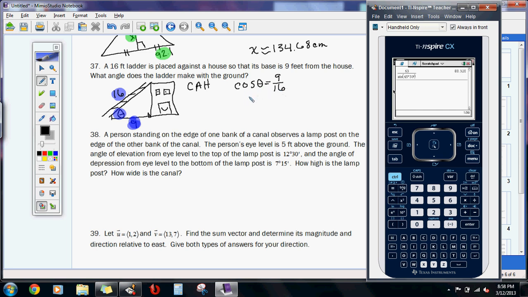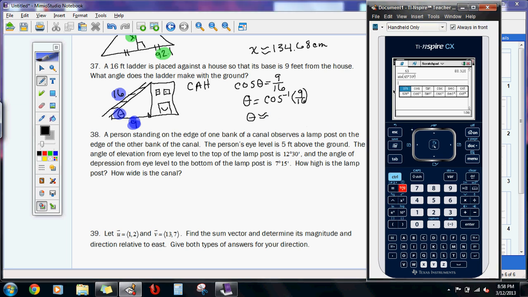What it is here is you're saying, okay, I want to find theta, calculator. Could you please tell me? I know, calculator. And that's what we're doing when we say the inverse cosine. I know that the ratio of the adjacent side to the hypotenuse is 9 to 16. Can you please calculate for me what theta is? And that's what we're going to go do on the calculator.